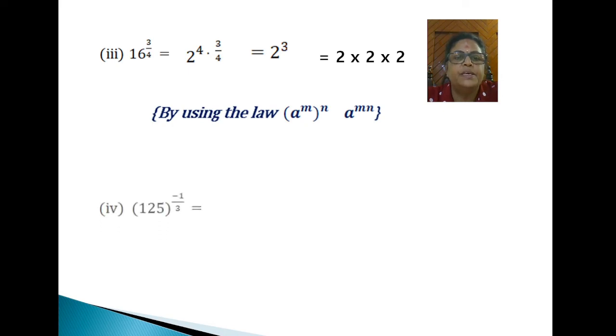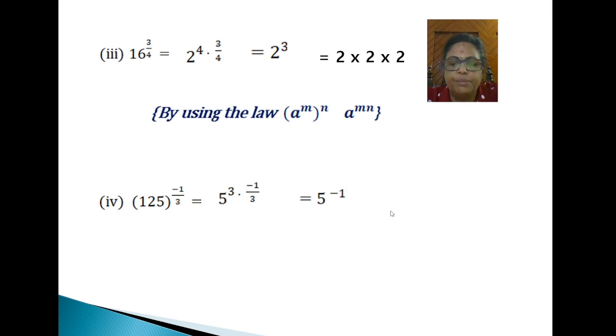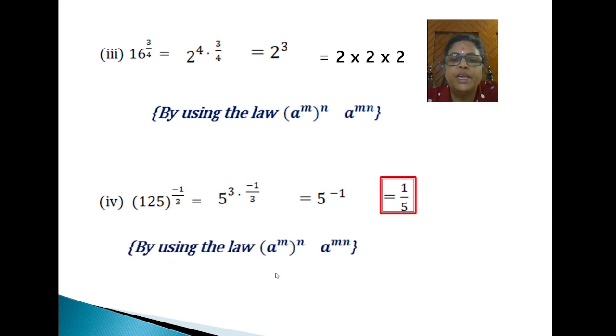Now 125, the whole raised to negative 1 by 3. 125, you know that 5 cubed, 5 into 5 into 5. 5 cubed, the whole raised to negative 1 by 3. That means 5 raised to 3 into negative 1 by 3. 3 and 3 cancel. 5 raised to negative 1. So a raised to negative 1 is 1 by a. You will get 1 by 5. So here by using the law a raised to m, the whole raised to n is a raised to m into n. Here equal sign. And a raised to negative 1 is 1 by a.